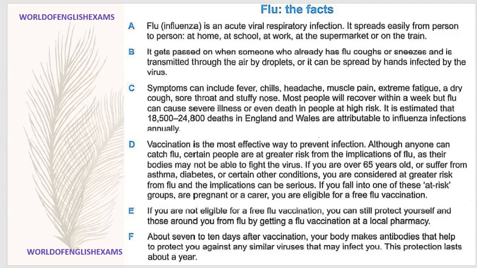If you fall into one of these at risk groups, okay, that means let's imagine that I am one of those sufferers who is aged over 65, or maybe I'm suffering from asthma or diabetes or some other health conditions, or maybe a pregnant woman or a carer, then you are eligible for a free flu vaccination. That means if I'm falling under one of these at risk factors, or maybe let's say pregnant women, they are eligible for a free flu vaccine. That means they did not purchase it.